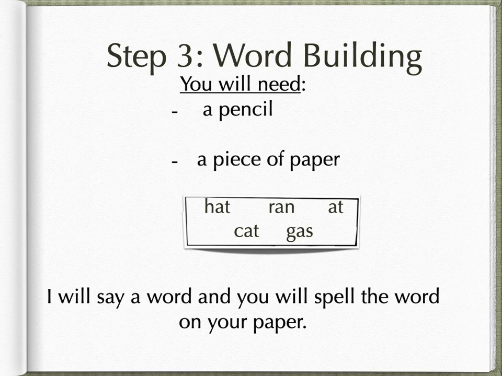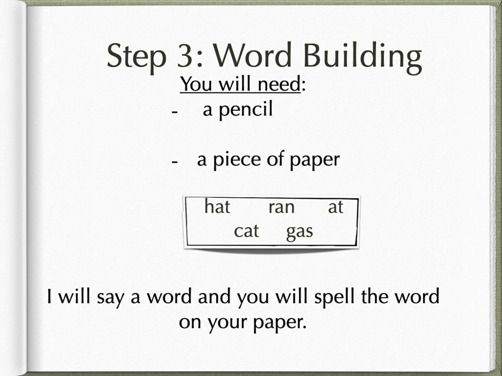Step 3, word building. For this activity, you will need a pencil and a piece of paper. In the middle of the slide, you can see that I've included a word bank. If you get stuck while we are sounding out the words or writing down the words, it's for you to use as a visual. For this activity, I will say a word and you will spell the word on your paper.